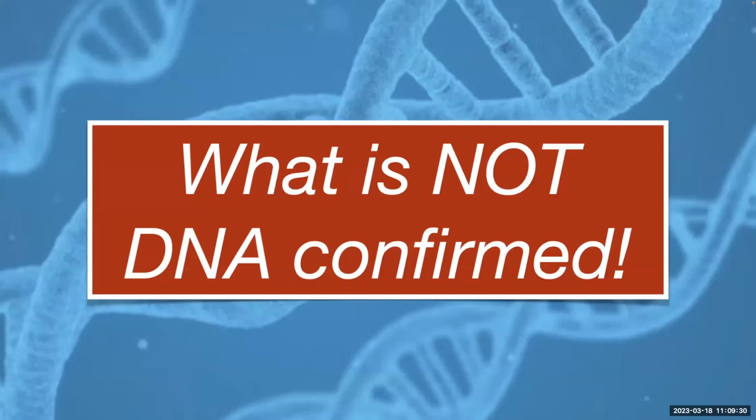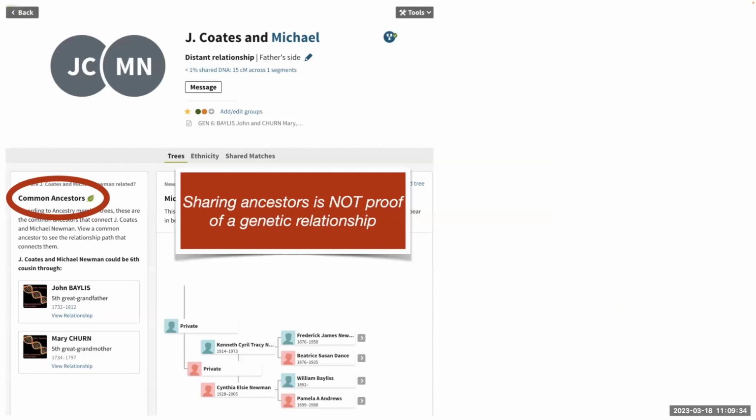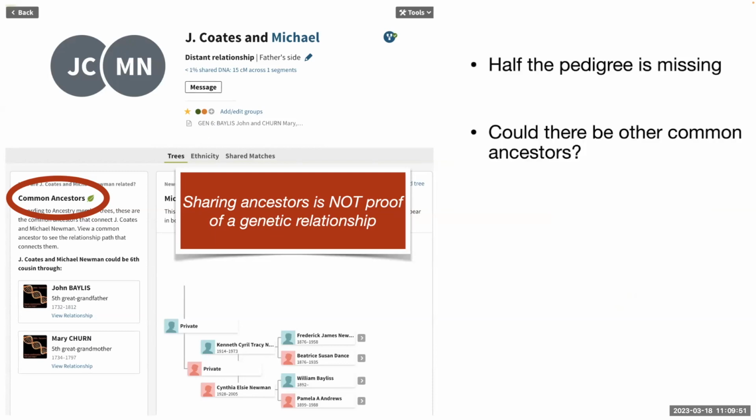So I just wanted to say what is not DNA confirmed before we move forward. And we're all getting these common ancestors. They're wonderful, and they're very good clues for your genealogical research. But sharing ancestors is not necessarily proof of genetic relationship. And I just want to talk through this one. Some of you may have seen me talk about this before.